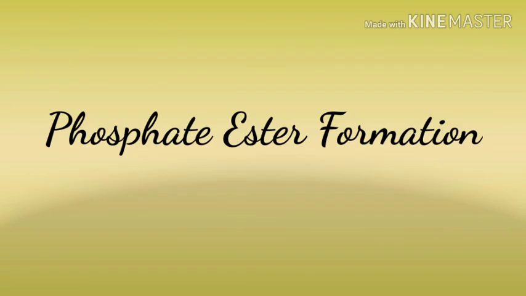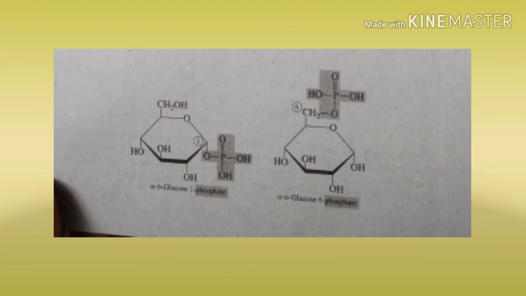Phosphate ester formation. It is formed from phosphoric acid and various monosaccharides. For example, in this picture, specific enzymes in the human body catalyze esterification of the hemiacetal group at carbon 1 and the primary alcohol group at carbon 6 in glucose, to produce the compounds glucose 1-phosphate and glucose 6-phosphate.